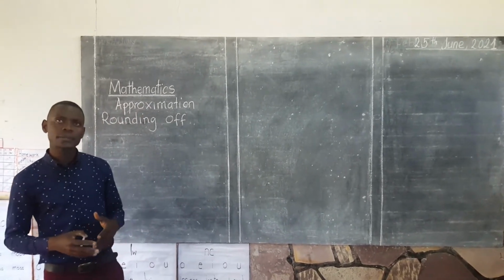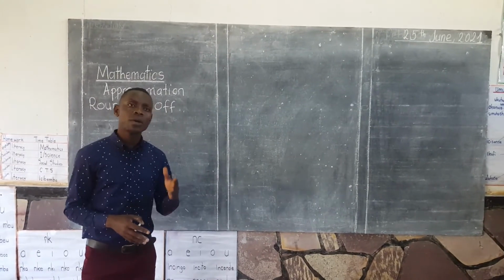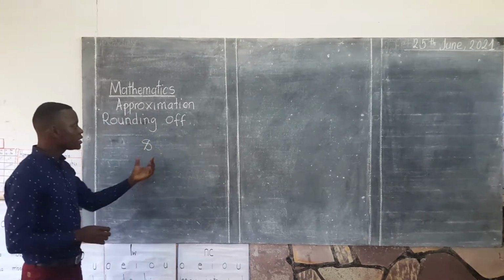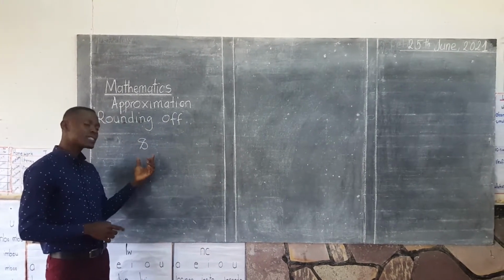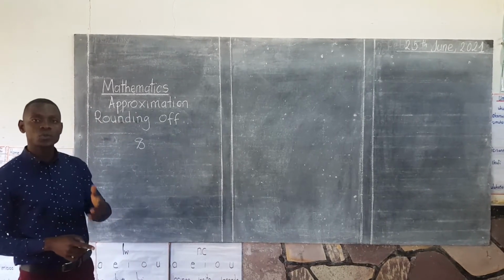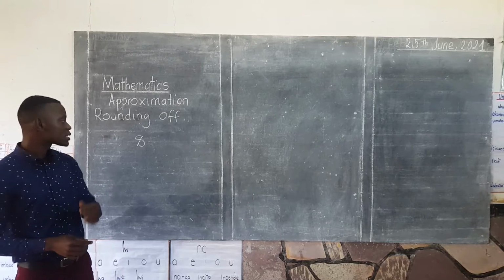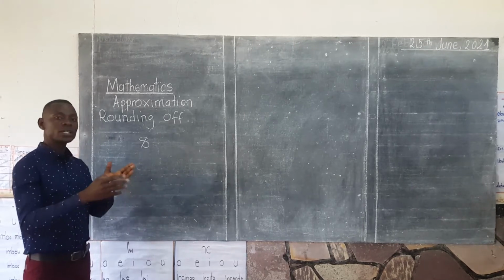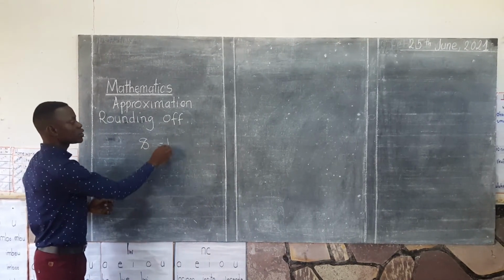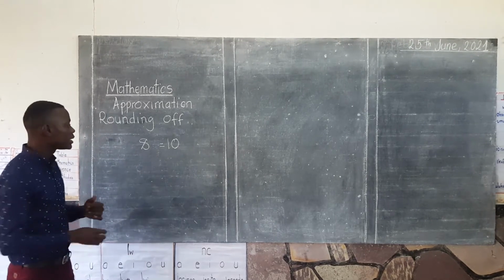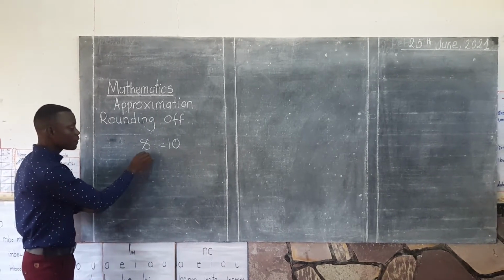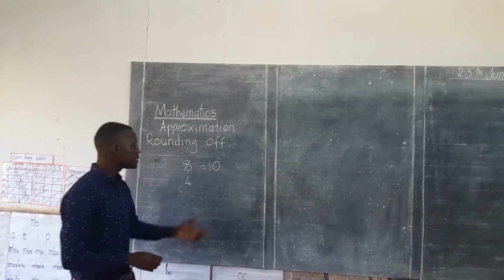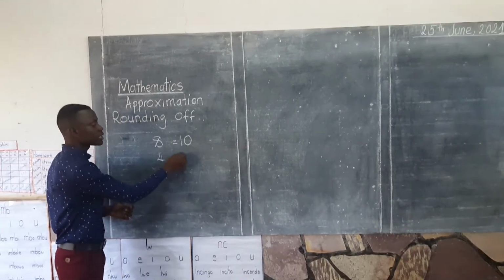Under rounding off numbers to the nearest tens, we identified some numbers. If you have 8, you ask yourself, is this number more than 5 up to 9, or is it less than 5? A number from 5 to 9 is equivalent to 10. Numbers less than 5, for example 4, 3, 2, 1, have a value of 0.